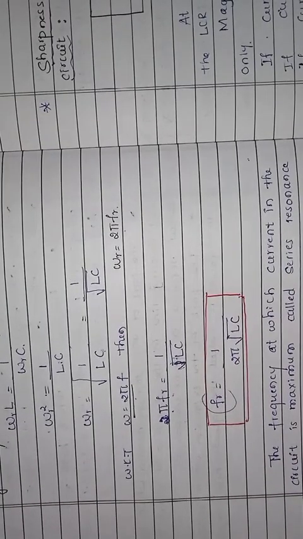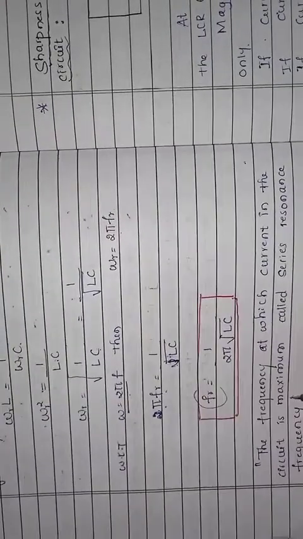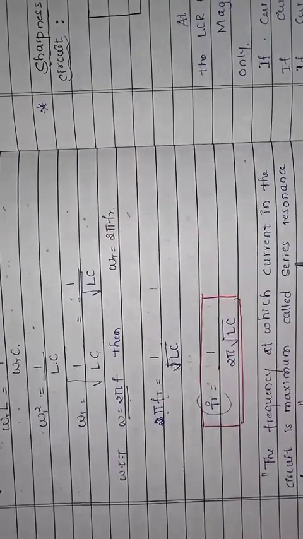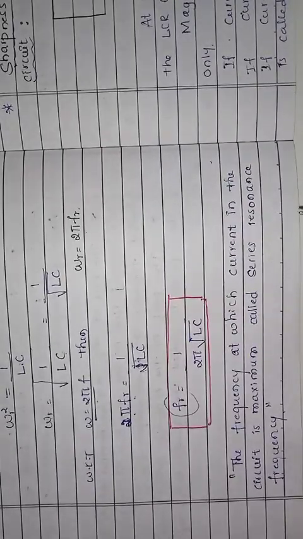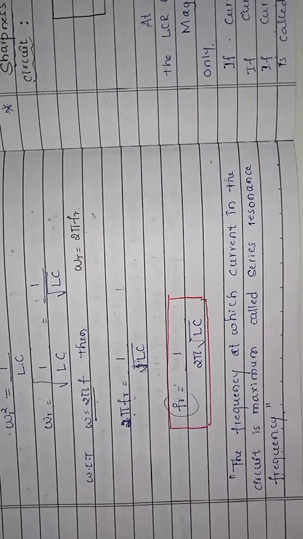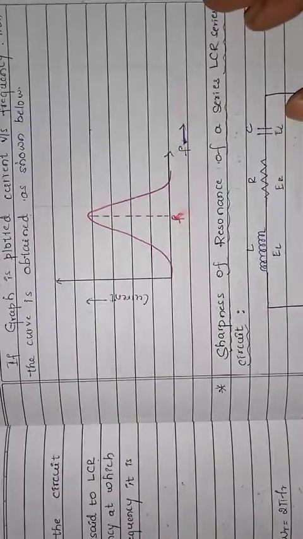The frequency at which current in the circuit is maximum is called the series resonant frequency. The frequency at which the current in the circuit is maximum is called the resonant frequency. It might be your viva question, or a 2 marks question, or sometimes even a 5 marks question. What about the graph of this resonant frequency?